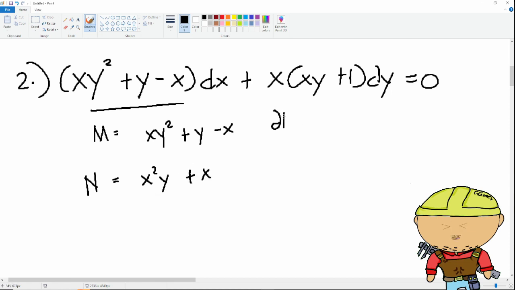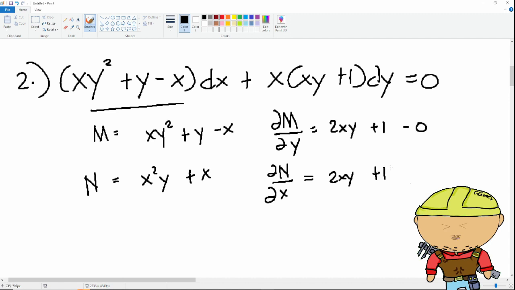M with respect to y is 2xy plus 1 minus 0. The negative x will become 0. And N with respect to x, I wrote the partial derivative, looks like a 2. So x squared y, we're gonna focus only on x. It's gonna become 2xy plus 1. Therefore they are exact. We differentiate m with respect to y, and we differentiate n with respect to x.